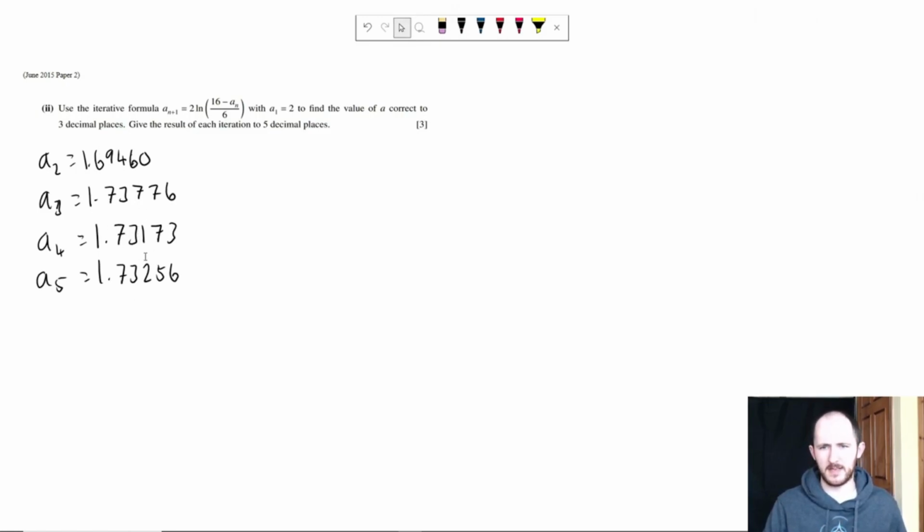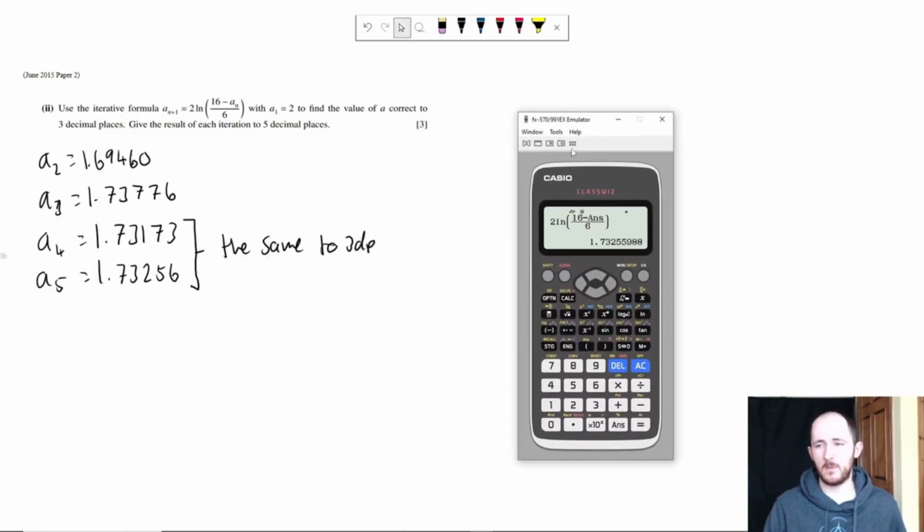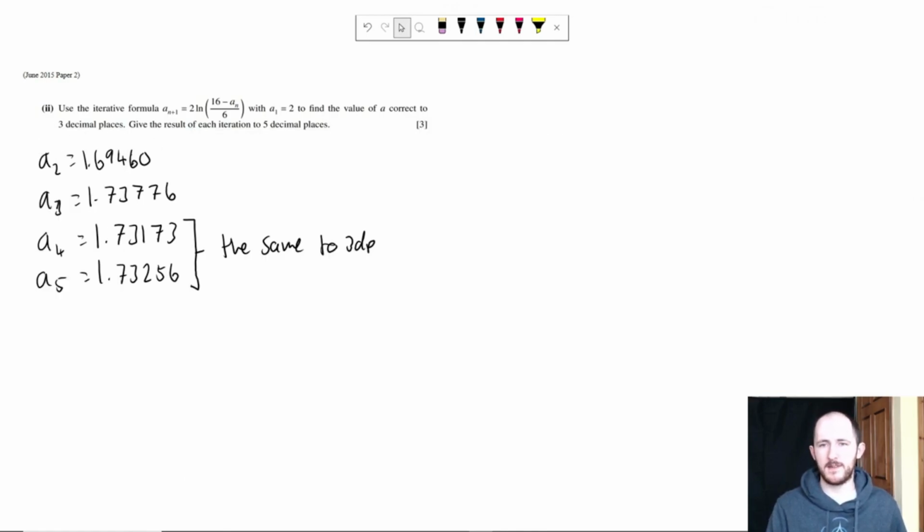So if I look here, I can literally just read it off. If you notice, these 2 values are the same to 3 dp. Now if I press equals again, and I would recommend doing one more just to be sure, I get 1.732 again. If I press it again, do you notice that fewer and fewer decimal places are changing? So my answer for A is equal to 1.732 to 3 decimal places. That is what you would do as soon as it stops changing.